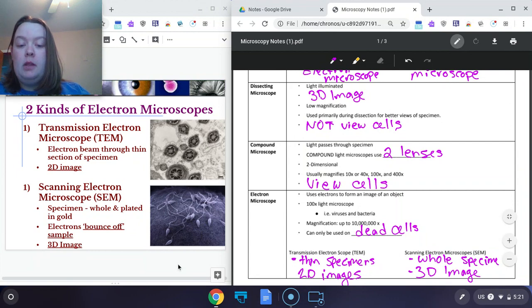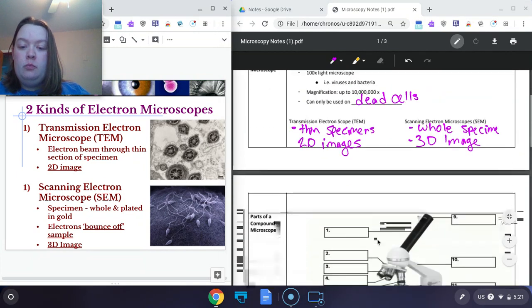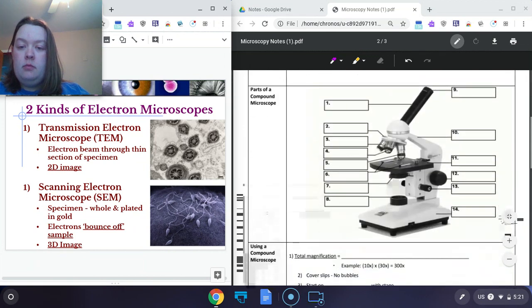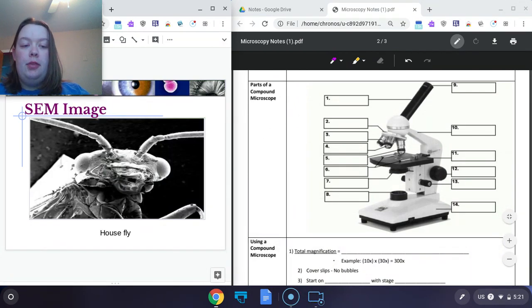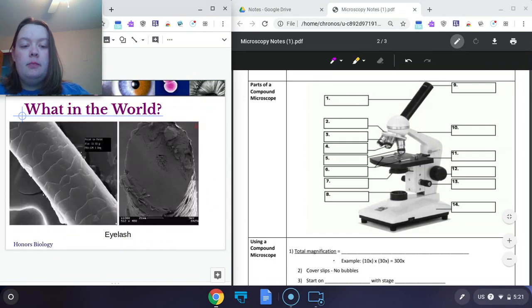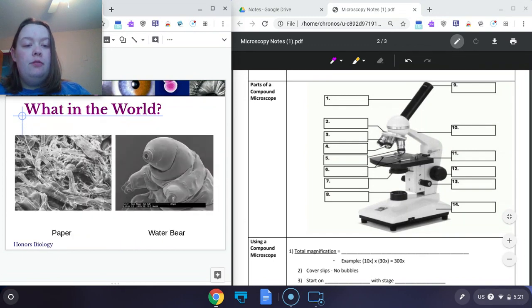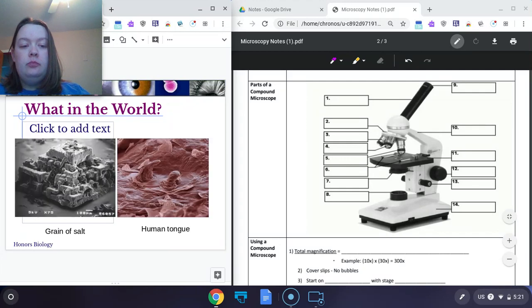In order to properly use a microscope, you're going to have to be familiar with the parts of the microscope. So we're just going to go right in order. Here, number 1, the body tube.